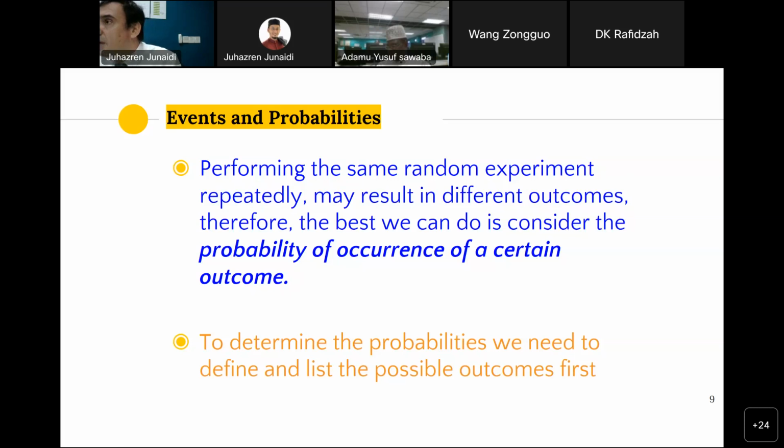There is an alpha value, but where does that alpha value come from? Where does the probability value come from? The probability value comes from events and probabilities. Performing the same random experiment repeatedly, you are doing the same experiment again and again, may result in different outcomes. Do you think you will have the same mean again and again?